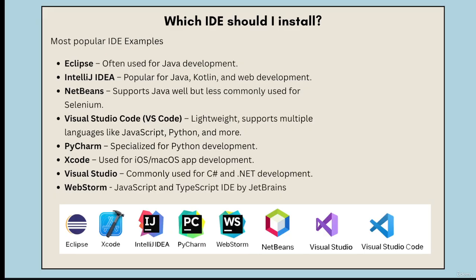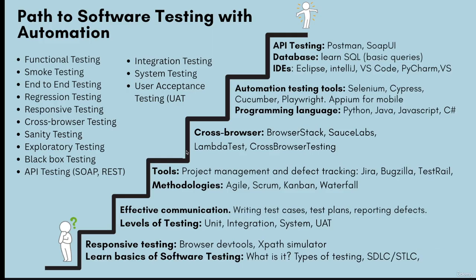Okay, so next we have our easy to follow chart for software testing with automation. So here's your chart. You have to learn everything that a software tester would know: functional, smoke, end-to-end, regression, responsive, cross-browser, sanity testing, exploratory testing, black box testing, API testing, integration testing, system testing, user acceptance testing. Now, if you want to use automation with it, you have to learn basically everything we have to learn for software testing. What is it? The types of testing. By the end of this course, you'll know all that.